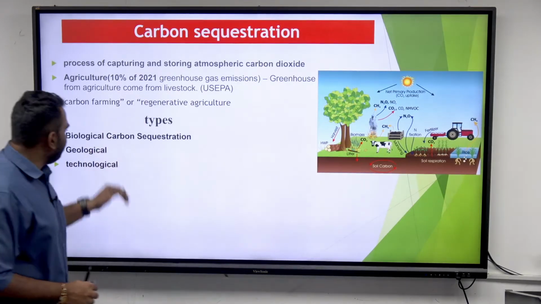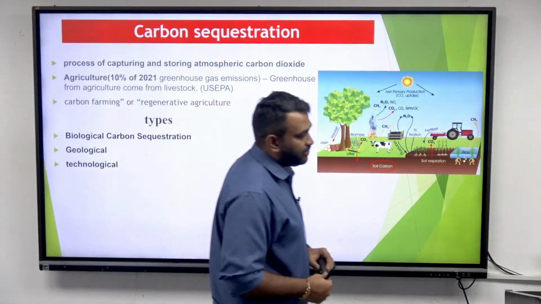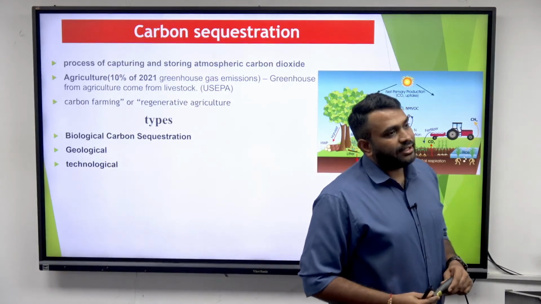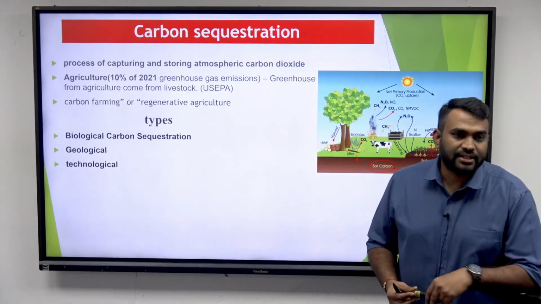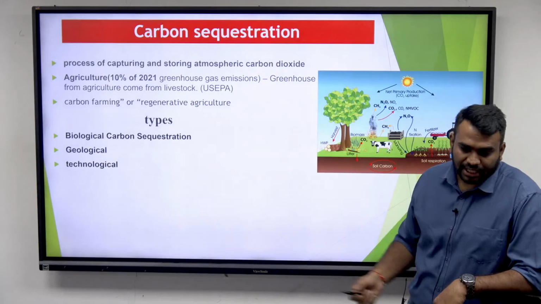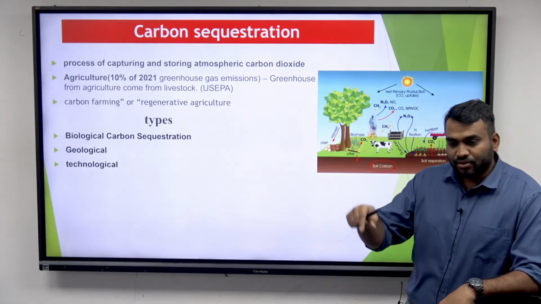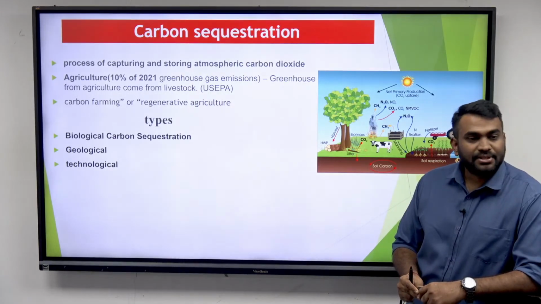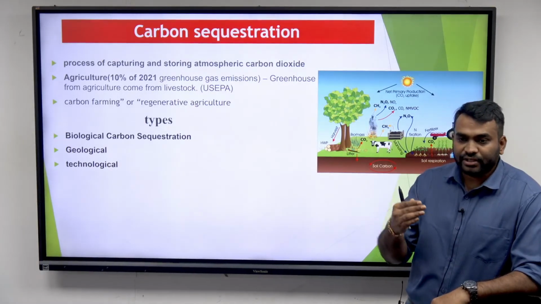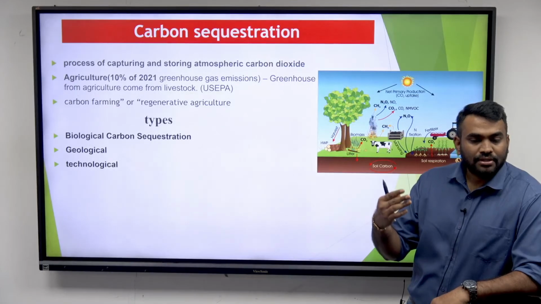So we have these three main types. One is biological carbon sequestration. We want to utilize live plants, live animals, etc., to do this carbon sequestration. For example, the role of the cropping pattern in carbon sequestration. There you are basically utilizing these plants to sequester the carbon.